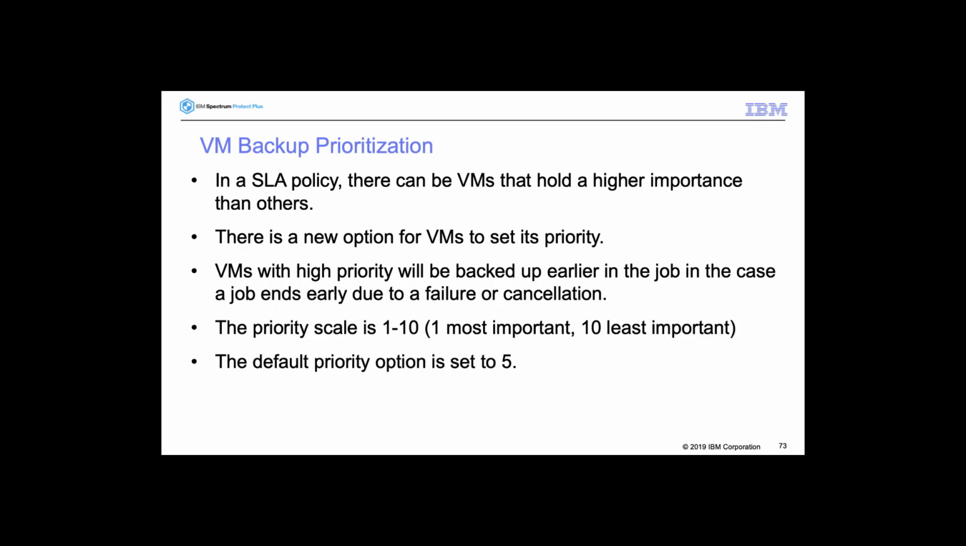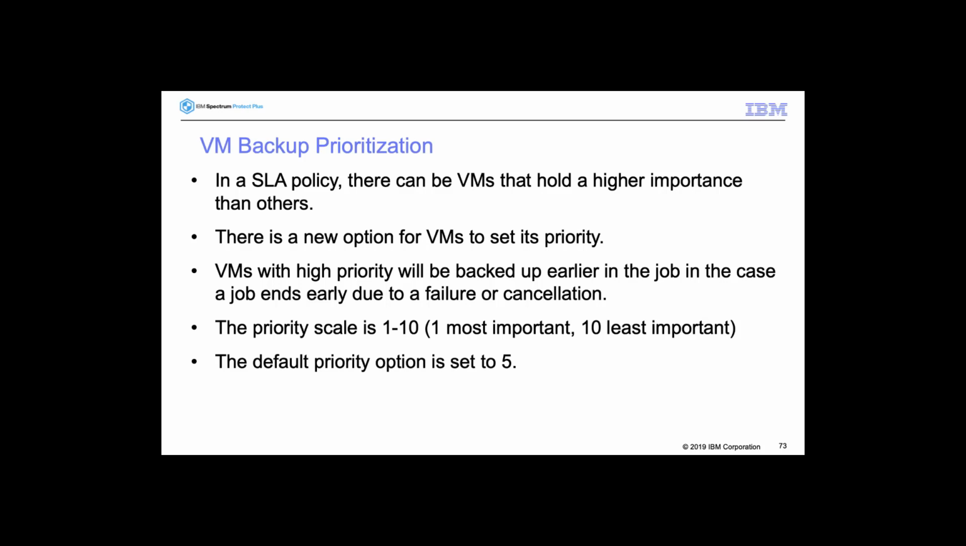We've added a new feature for VM backup prioritization. In a lot of cases, if you have a lot of VMs in your environment, you may want to prioritize some so that those particular VMs run first in the backup sequence and the others have a low priority. And now you can denote that. There's a new option for the VM to set its priority, and VMs with the higher priority will be backed up first in the job.